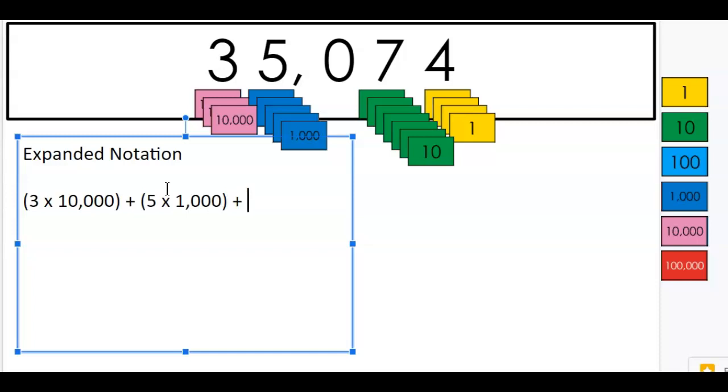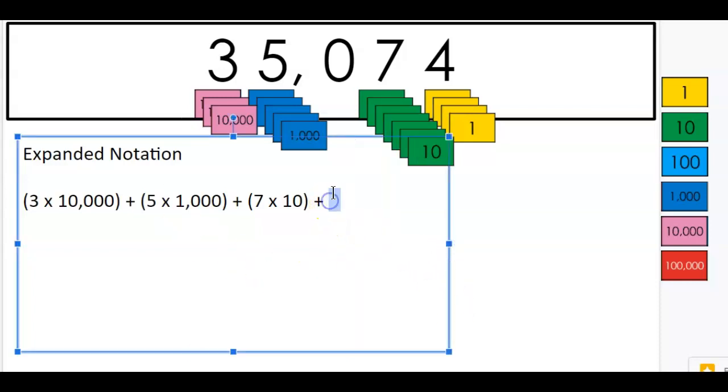Plus, I don't have any hundreds, so I don't need to use hundreds, but I do have 7 groups of 10. And make this just a little bit bigger so I can get it in one line. I have 4 groups of 1. And just a note here, sometimes you might run out of space on your paper. Just remember, don't break up your groups. So if I wanted to go to the next line, I might bring them down like this. Okay, but I would never break up my parentheses. I just go down to the next line with my next group.